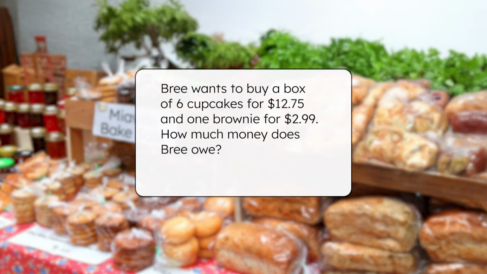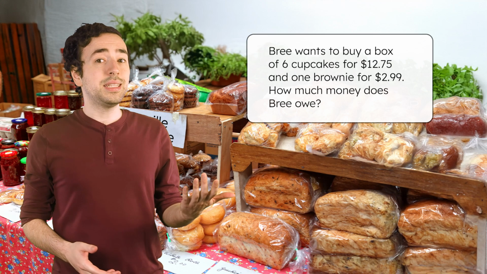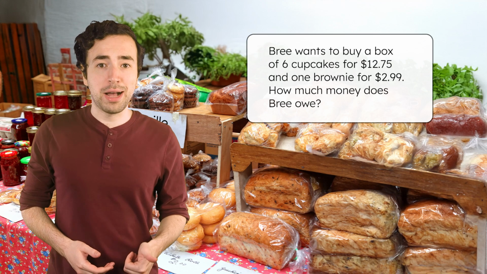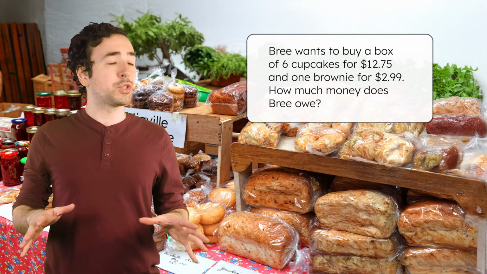Bree wants to buy a box of 6 cupcakes for $12.75 and 1 brownie for $2.99. Which operation could we use to figure out how much Bree owes in total? Yep, addition. These decimals are shown in dollar amounts, but today we'll be working with these numbers using their place value names.